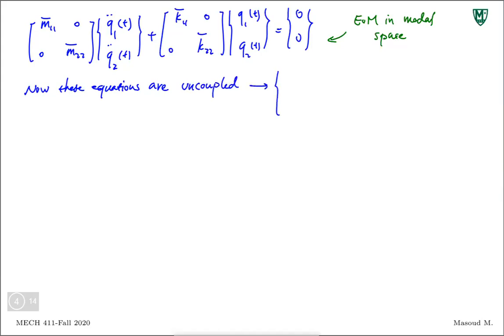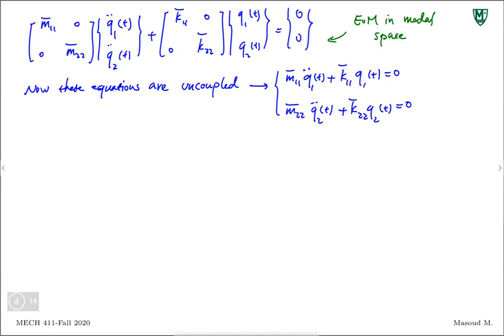Here what we have now, if you do the multiplication, the first equation would be M11 Q1 double dot t plus K11 Q1 t is equal to 0. And the second one gives you M22 Q2 double dot t plus K22 Q2 t is equal to 0.